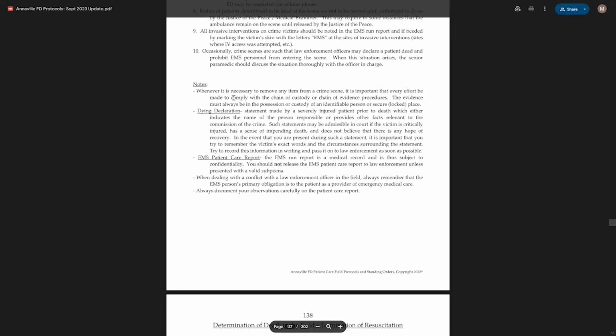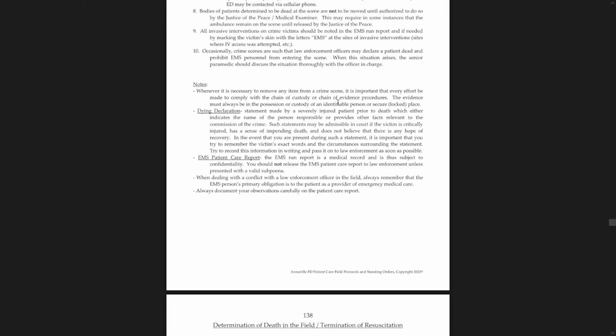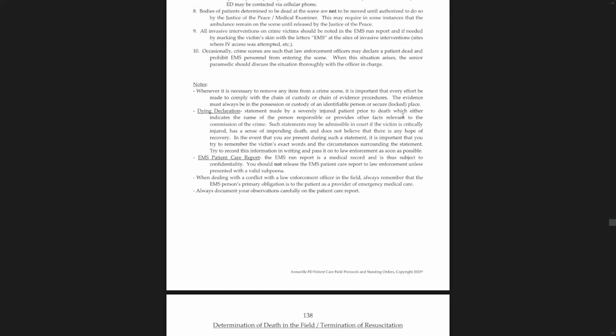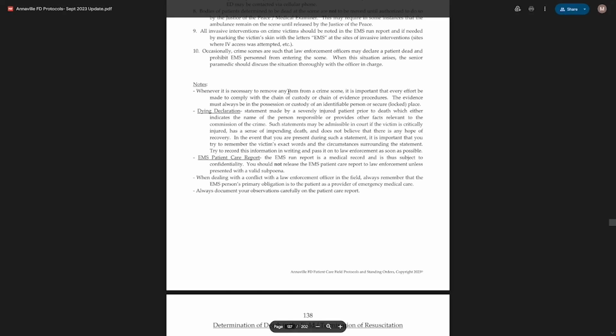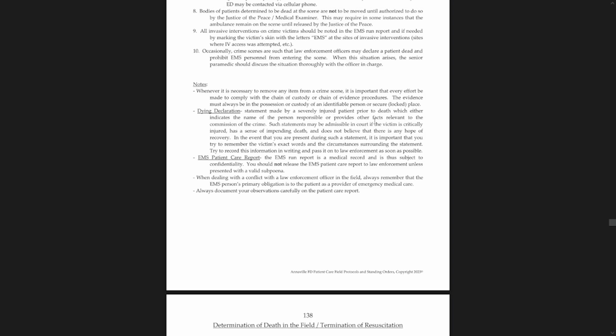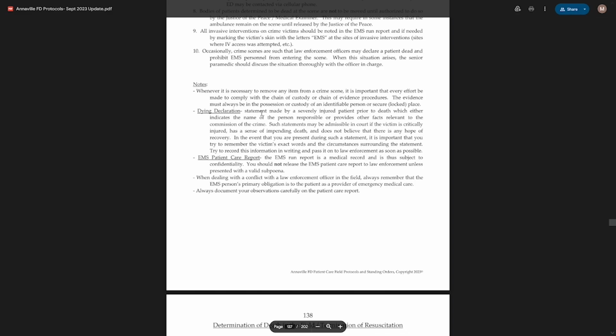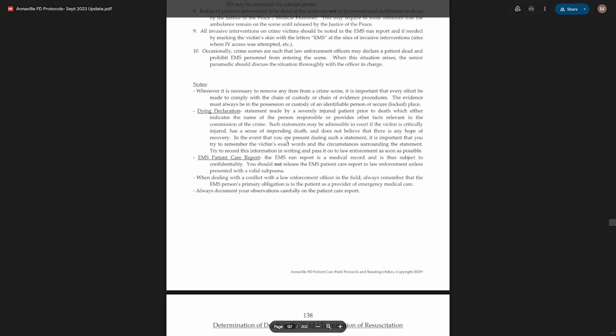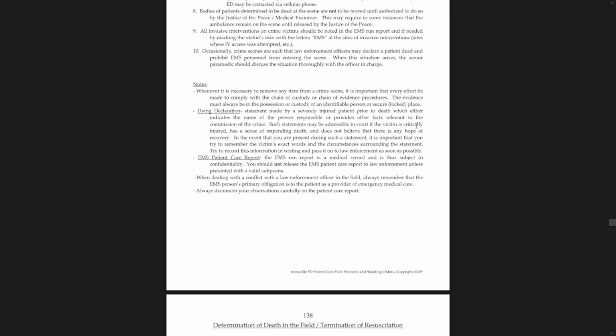A dying declaration is a statement made by severely injured patients prior to death which either indicates the name of the person responsible or provides other facts relevant to the commission of the crime. Such statements may be admissible in court if the victim is critically injured, has a sense of impending death, and does not believe that there is any hope of recovery. In the event that you are present for such a statement, it is important that you try to remember the victim's exact words and the circumstances surrounding the statement. Try to record the information in writing and pass it on to law enforcement as soon as possible.